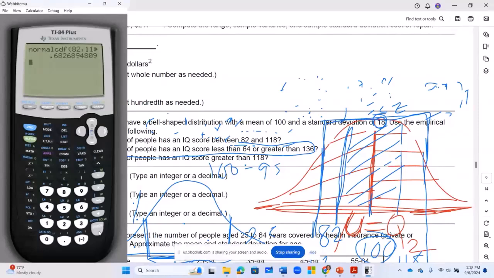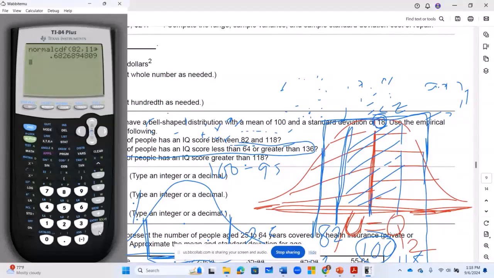Okay, so according to my calculator, I have 68.27% as the area under the normal curve within one standard deviation. Let's do the same thing for area to the left. Remember we got 2.5%.